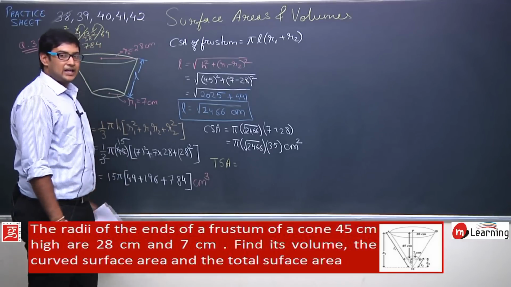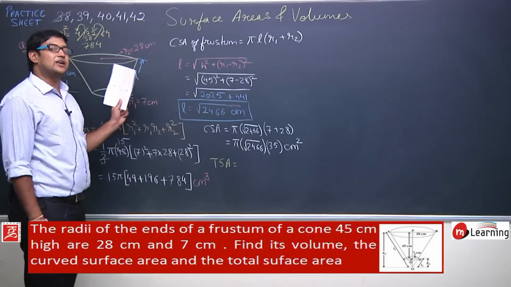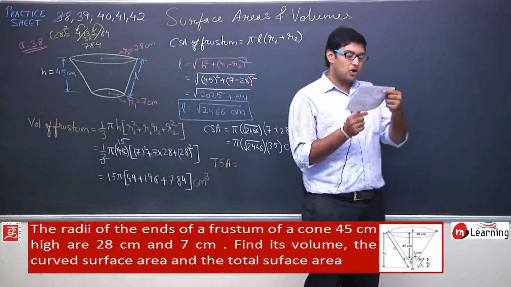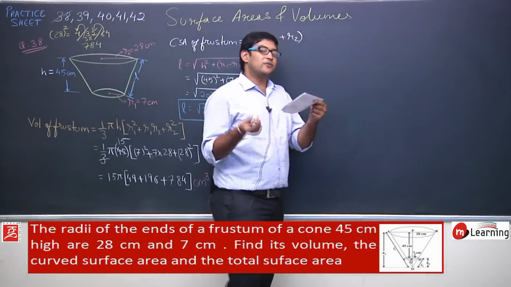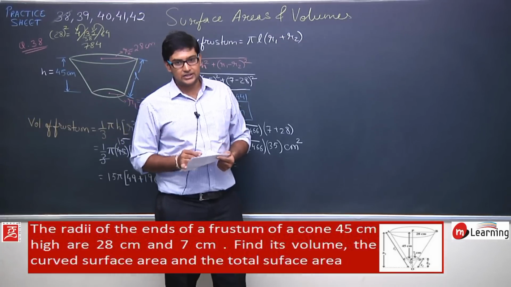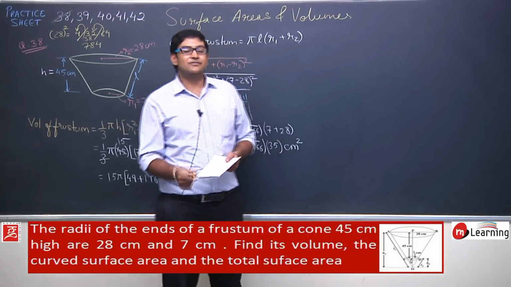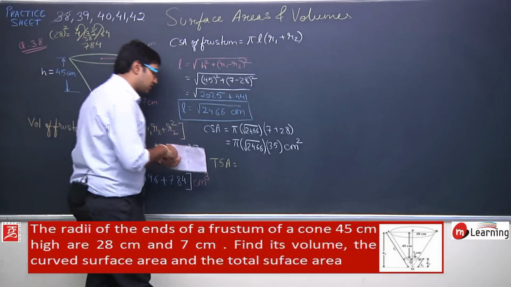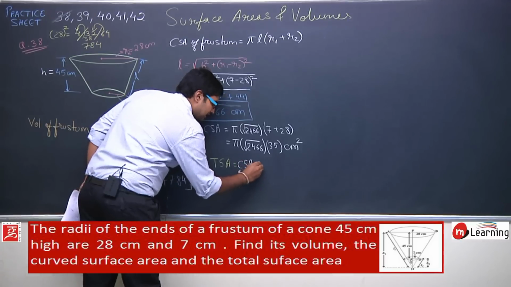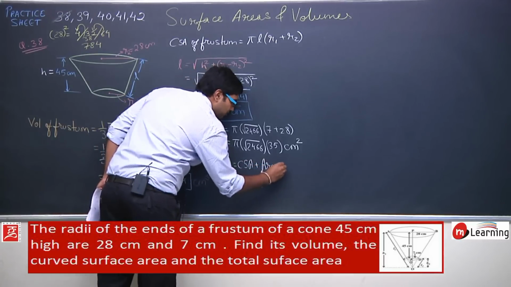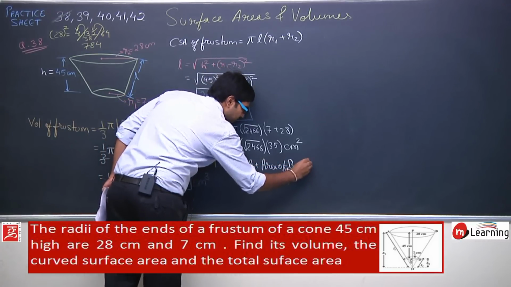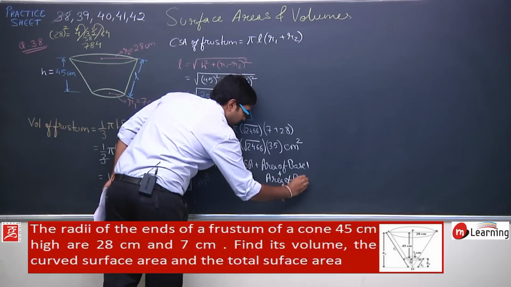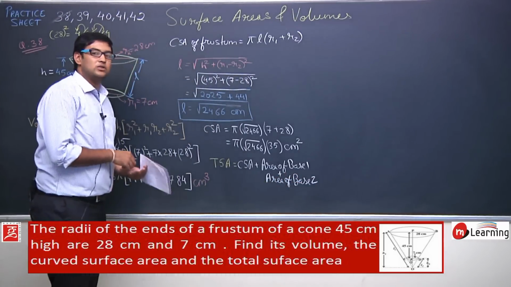In the total surface area, since it is not given which kind of cone I have used, is that a solid cone or is that a hollow cone, it is not given. So if it is not given, then by default what should I consider? I will consider that this is definitely a solid cone. It means in the total surface area, I will write the total surface area as curved surface area plus area of base 1 plus area of base 2. Okay, I will add both the areas.